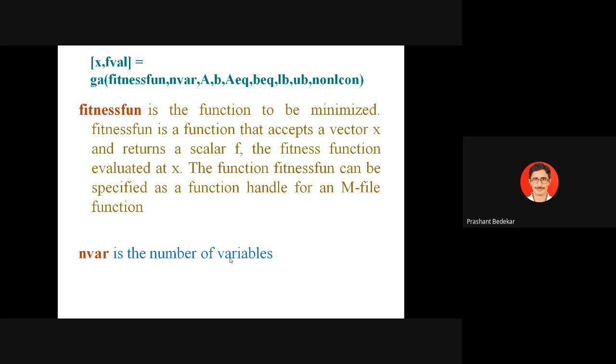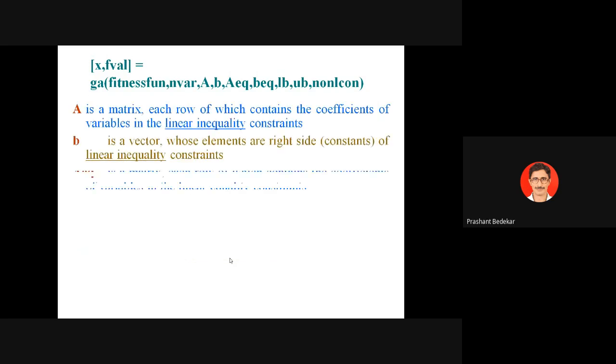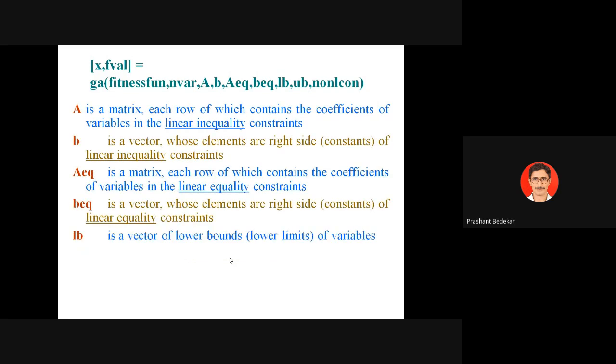A, B, AEQ, BEQ. They are written in the main program. They take care of linear inequalities and linear equalities. Linear inequality constraints are taken care of by A and B, left hand side, right hand side. Linear equality constraints are taken care of by AEQ and BEQ, left side and right side. LB is lower bound and UB is upper bound.